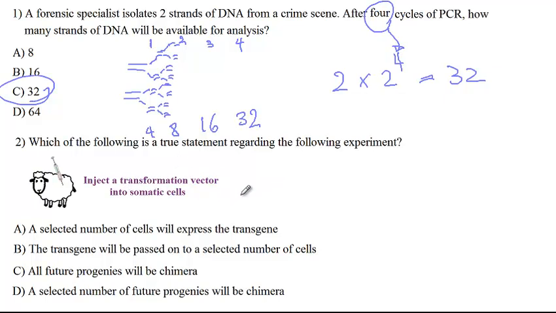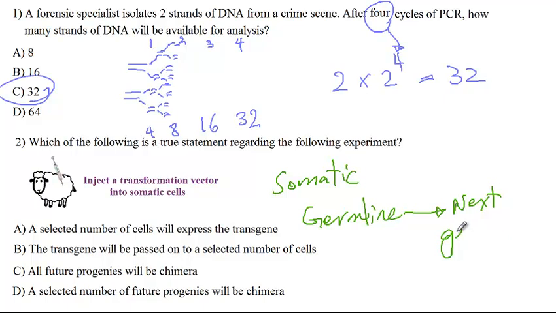You inject a transformation vector into the somatic cells. What happens there? In order to answer this question, I would like you to know the difference between somatic cells and germline cells. Germline cells are like sperm and eggs that are produced from testicles and ovaries. These will be transmitted to the next generation, while somatic cells are like skin cells and so on, and they won't be transferred to the next generation. So if you inject a transformation vector in the somatic cells, those cells will be affected, right? But it won't be transferred to the next generation. So let's see what happens here.